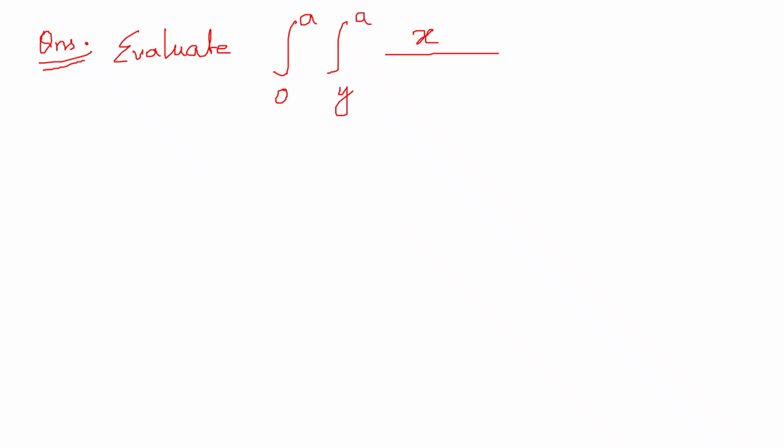Suppose the question is given in this form. Evaluate the double integration. First limit is 0 to a. Second one is y to a. A is a constant, and the integrand is x by x square plus y square, dx dy. Okay, so this is the double integration.